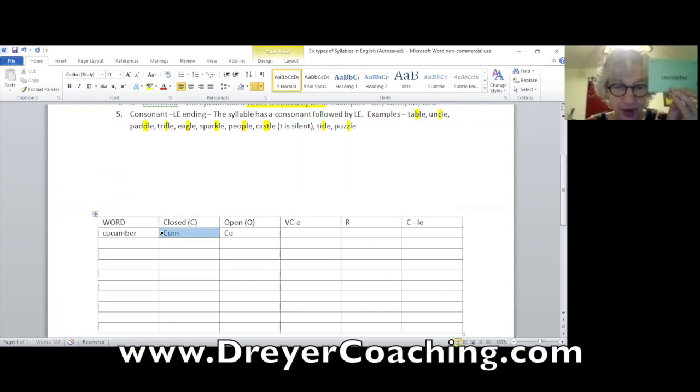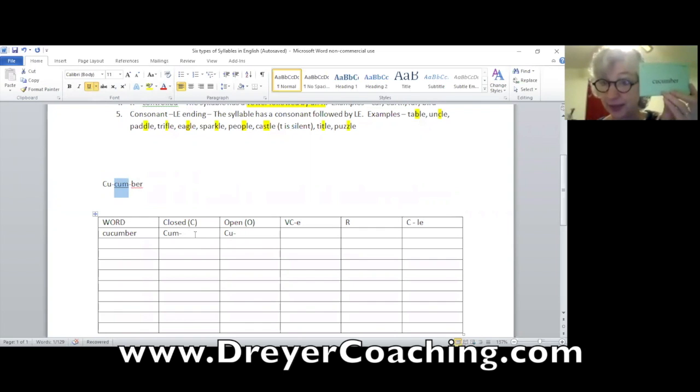Actually, we could put the whole word in there, but it takes too much time. If you put the word in there, you could underline which part. So you could do it like this. You come, burr, and then you could highlight or underline the part that you could put it like that in this section. And then what's the last syllable?